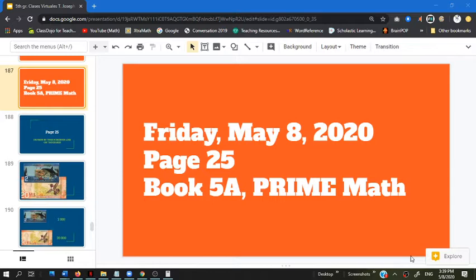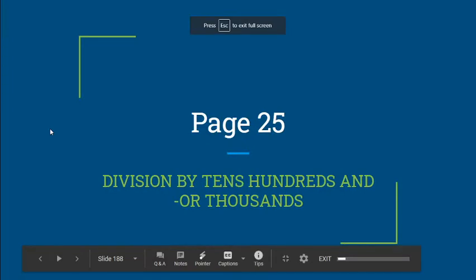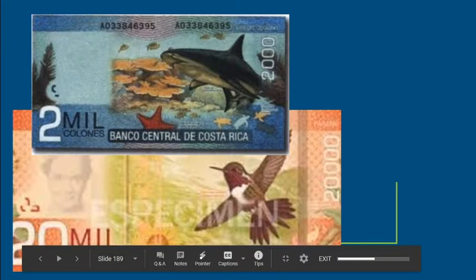Today's May 8th, 2020. We're going to be learning about multiples of 10 today, specifically division of multiples of 10. So, you'll need your Prime book, page 25, 5A. But before we do that, we're going to look at a couple of examples, okay? Before we go to page 25 and work with division of tens, hundreds, and thousands, we're going to look at a couple of problems.